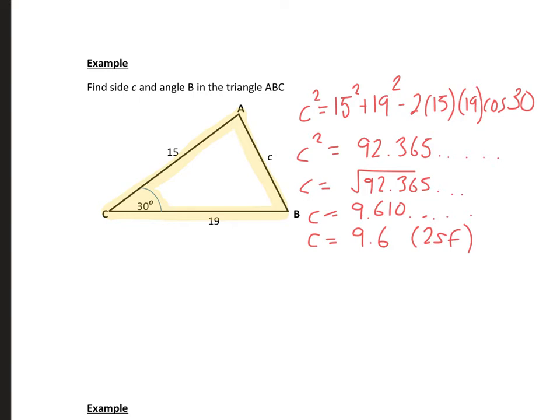And now to find angle B, so I'm trying to find this angle. Well, I've got this side, so I've got the side opposite. I've also got this angle, and I've now got this side opposite. So if I call this angle x, then I can use the sine rule, because I've got two pairs. So sine x divided by 15 equals sine 30 divided by c.